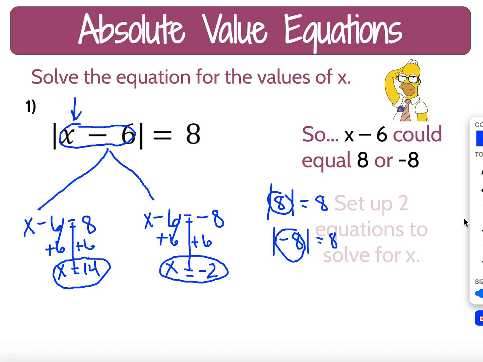So here I can come up algebraically with those two solutions very easily. What I did was circle that quantity in the absolute value bars, pull it out twice, and set up two equations to solve for x.